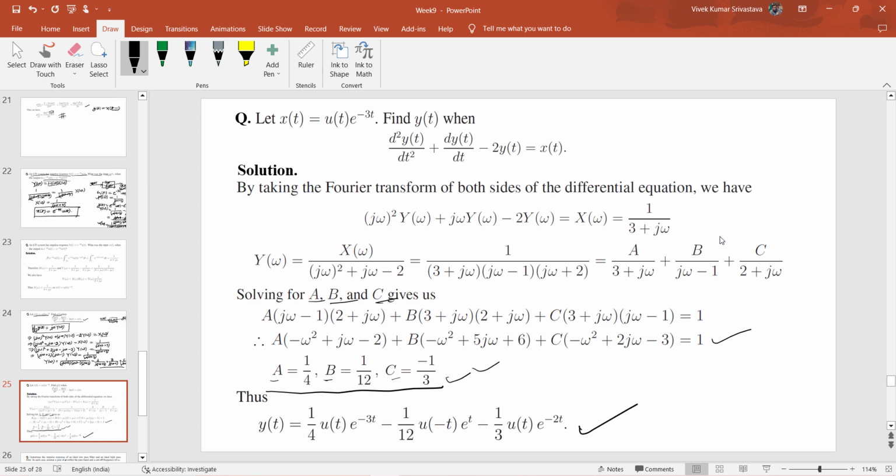Sir, 1 minute. Yes. In the final answer, y(t) is equal to 1/4 u(t) e^(-3t). Yes, 1/4, A corresponds to that. B is plus 1/2, because of u(-t). Okay, sir, I got it. Thank you.